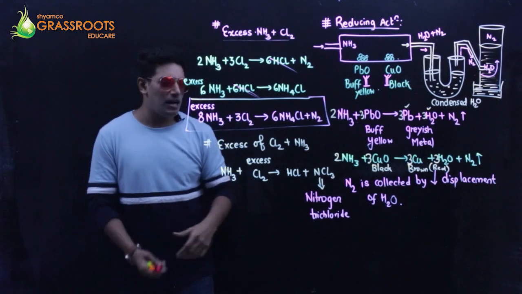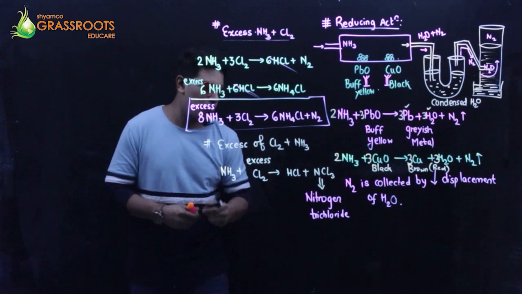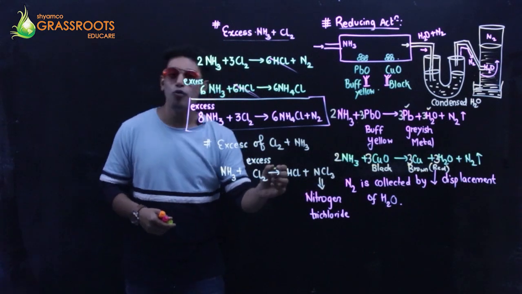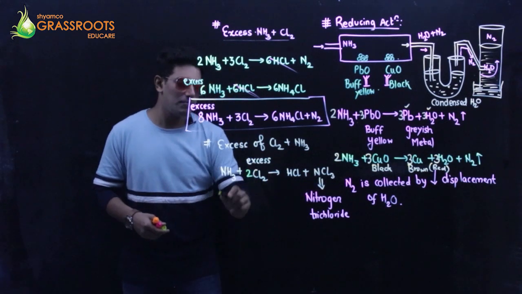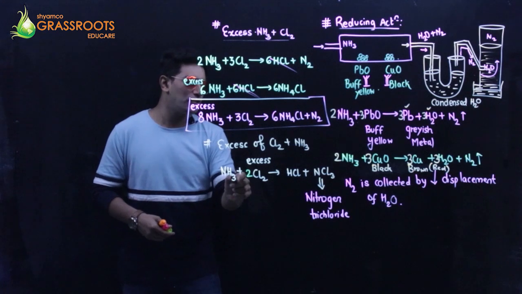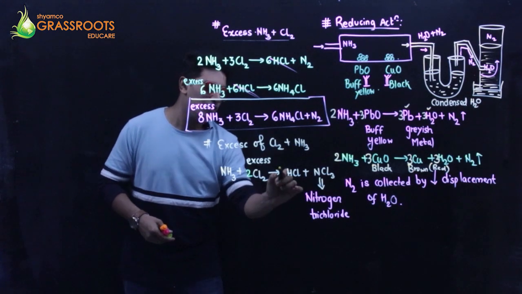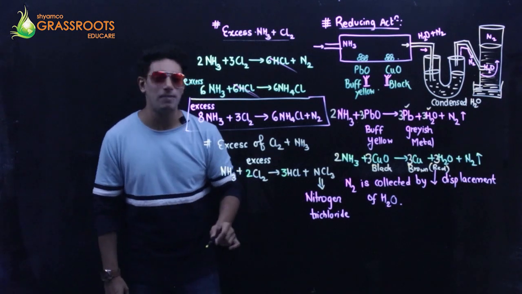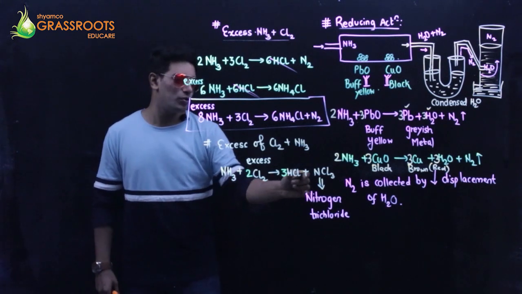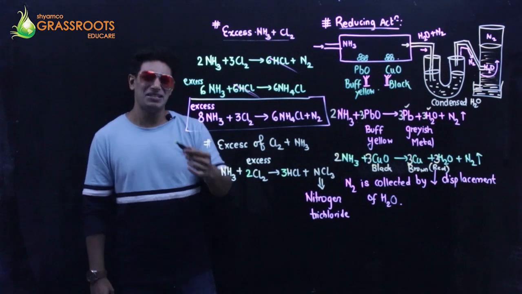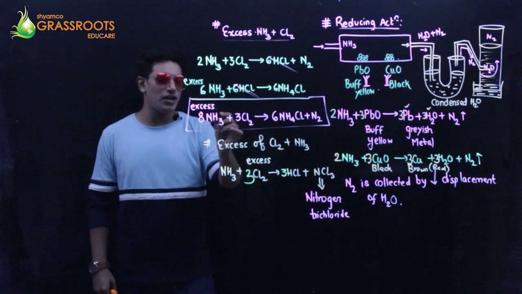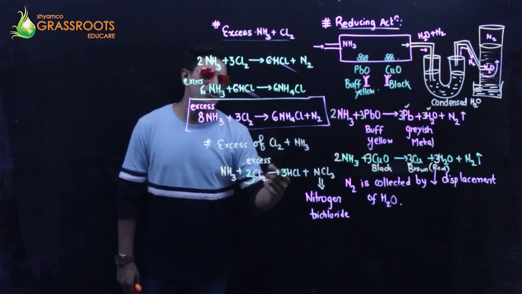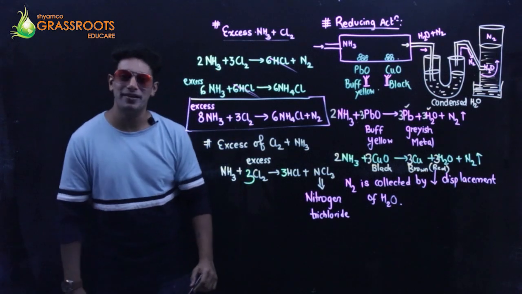Danger. Balance it up. So 3 and 1, 4 chlorine, can make a 2 out here. 3 hydrogen, 1 hydrogen, you make a 3 out here. Hydrogen is balanced, nitrogen is balanced. How many chlorine? 3 plus 3, 6. 3 out here, 6 chlorine. So that's a balanced version for you.